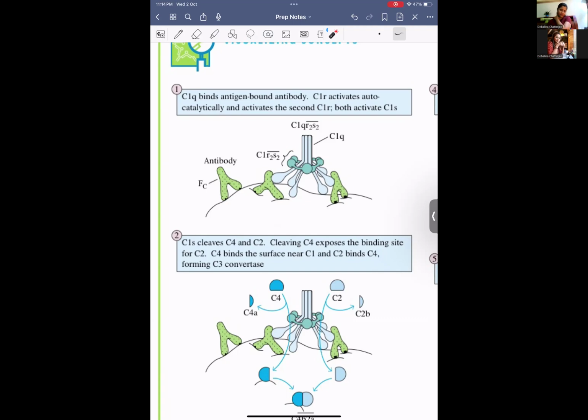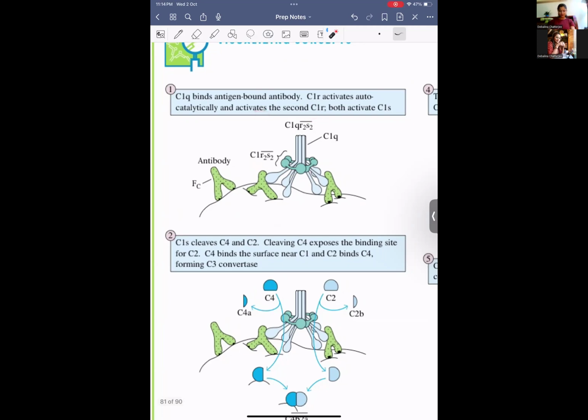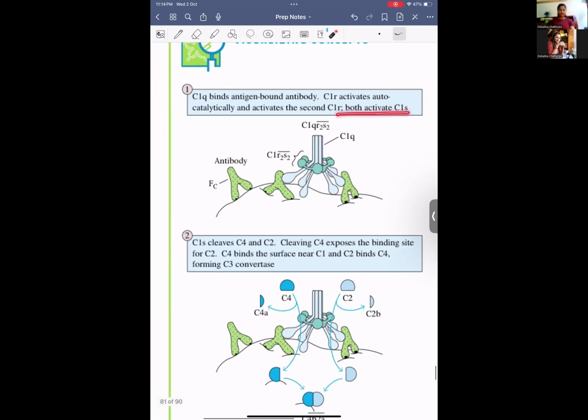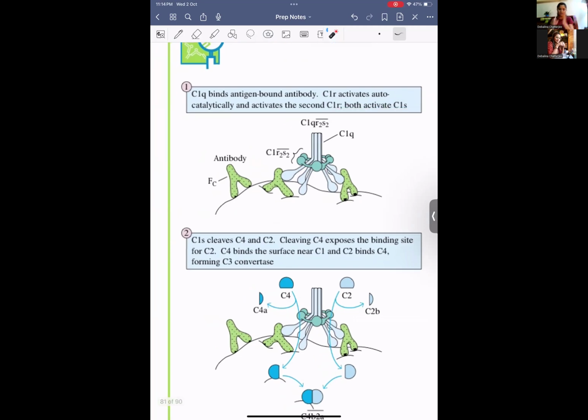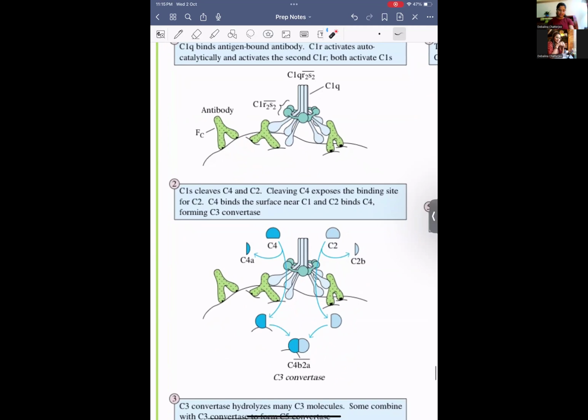First, the C1r activates autocatalytically. It gets activated by self-cleavage and then activates the next C1r, so multiple C1rs, and both then activate the C1s. If that is too much detail, just remember it's the C1q molecule that activates, and C1r and C1s are the catalytically active ones. Now C1s cleaves C4 as well as C2. Cleaving of C4 exposes the binding site of C2. So first it is C4 and then C2 comes in.